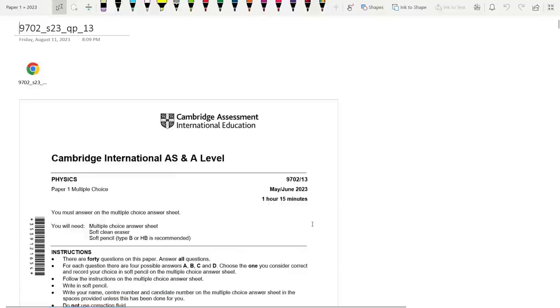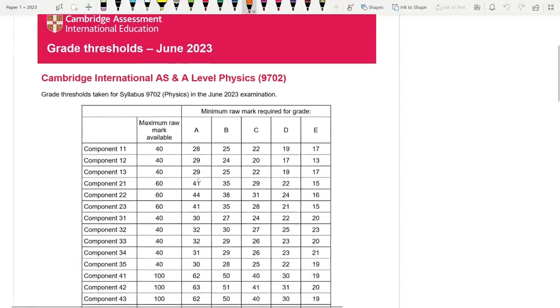Hi everyone, we're solving this physics paper today. This is 9702, paper 13, May June 2023. The time is 1 hour 15 minutes. So before we begin, let's take a look at the threshold. So for this paper, here we go, component 13. Maximum mark is 40 and here are the marks.